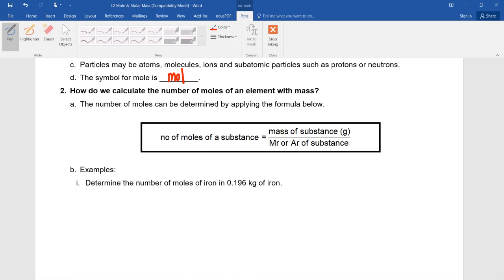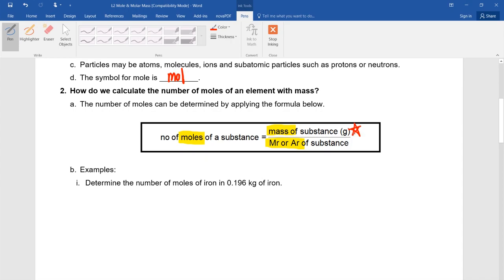So the first formula that you need to know today is that the number of moles of a substance can be calculated by dividing the mass of the substance by its MR or AR. Now, do take note that this mass must be in grams.